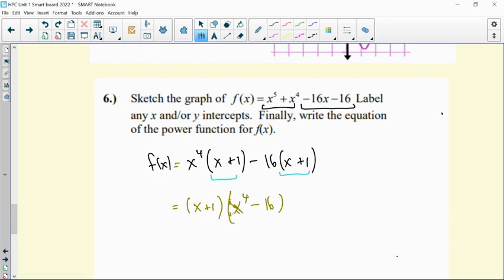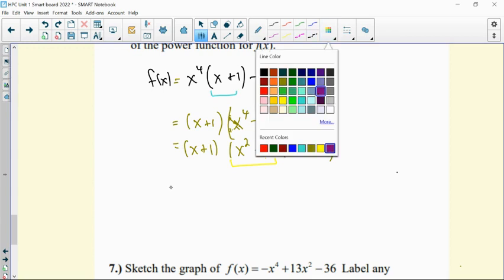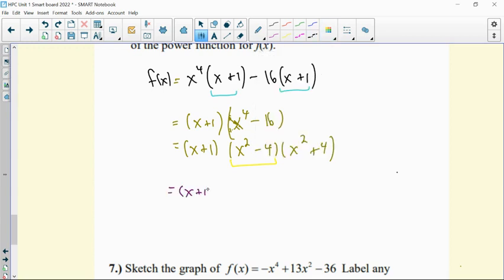Now, that's giving us one of the zeros, but there are more because x to the 4th minus 16 can factor further. That's a difference of squares. We could think of that as x squared minus 4 times x squared plus 4. And that middle term, x squared minus 4, can factor further. So we have one more layer to this. So we have x plus 1, x minus 2, x plus 2, and then x squared plus 4.